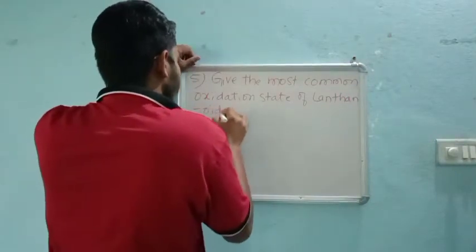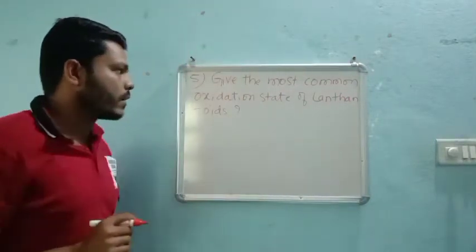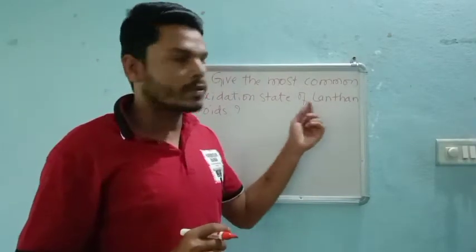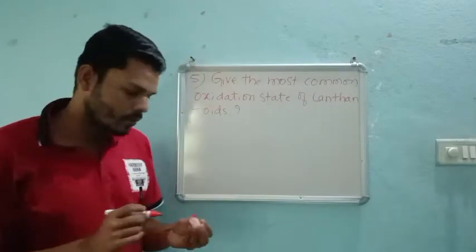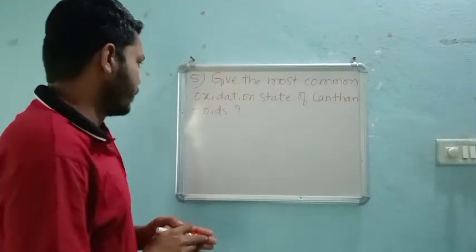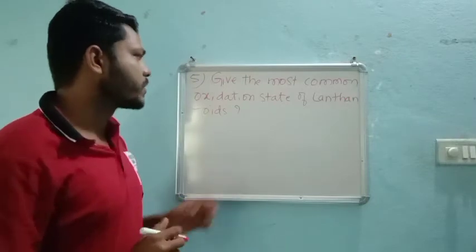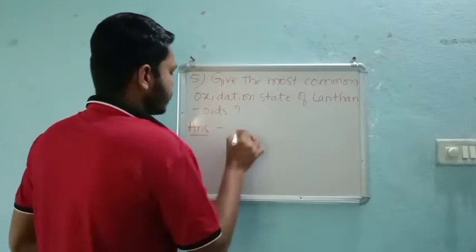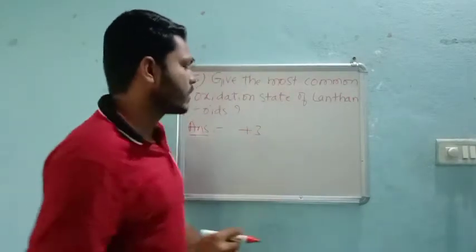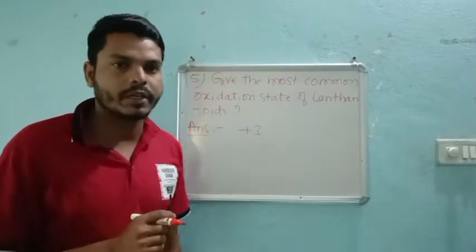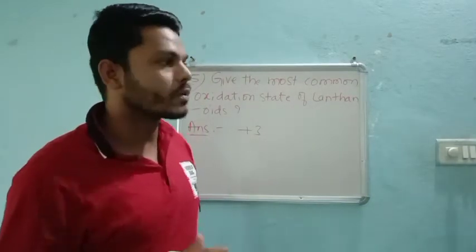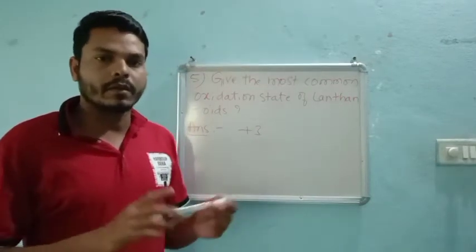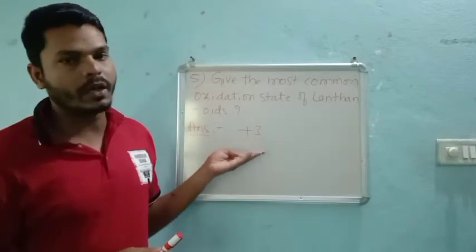Very straight question. In the last question we discussed the actinoids, but now the case is different. Here they have asked about lanthanides. So the most common oxidation state here will be +3, right? In lanthanides only one common oxidation state is there, that is +3. That means all the elements of the lanthanide series commonly exhibit the +3 oxidation state.